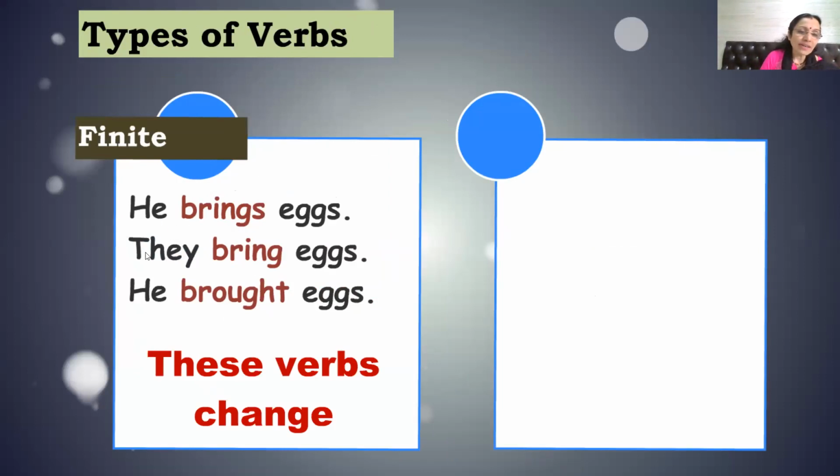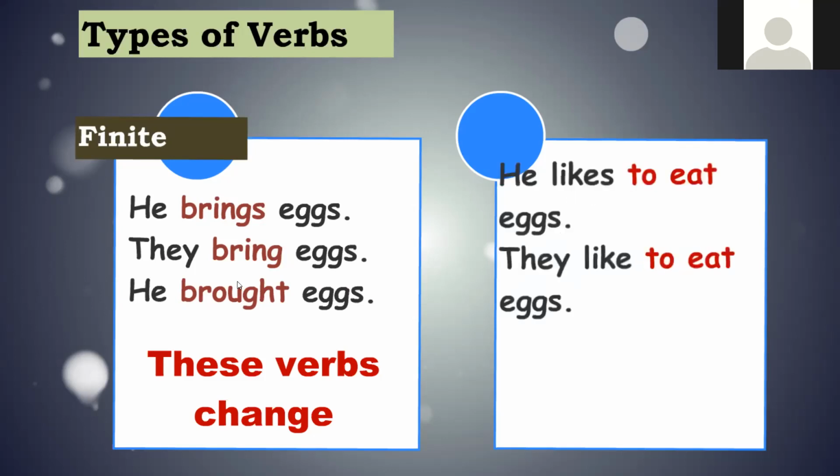When it is they, plural, it becomes bring. We don't say "they brings eggs." They bring eggs. Correct? And next one, he brought eggs. So brings, bring, brought. These verbs change according to the context. Okay, look at the next.